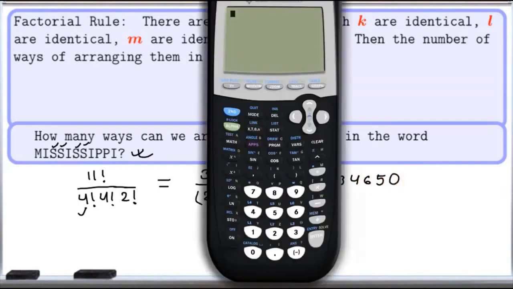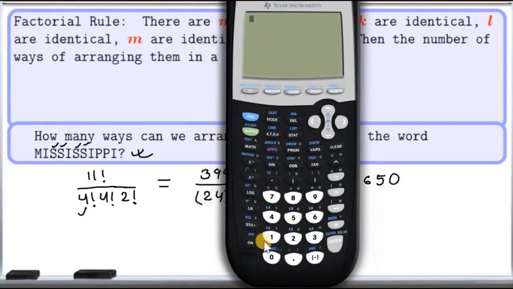So let me show you how to do this in a TI calculator. Here we are trying to find 11 factorial divided by 4 factorial times 4 factorial times 2 factorial. So let's type in 11, then go to math, then go to probability, then come down to number 4, hit enter, then put your divide. Put your parentheses, then type 4 since we need factorial.